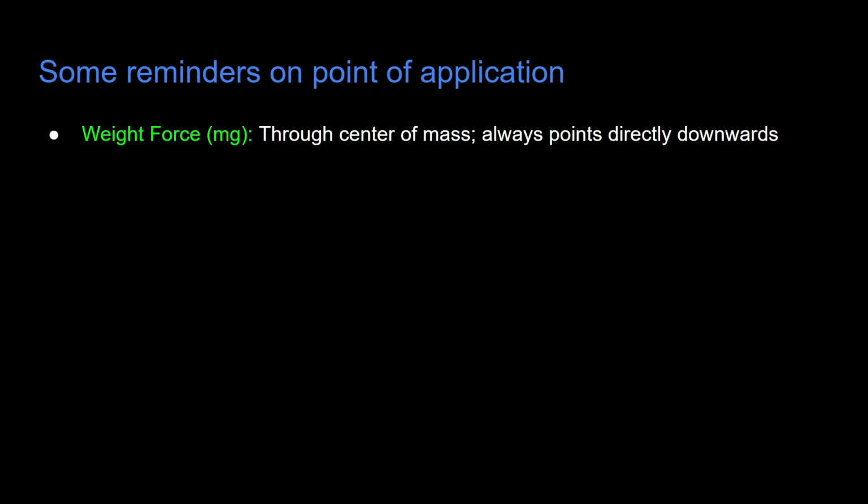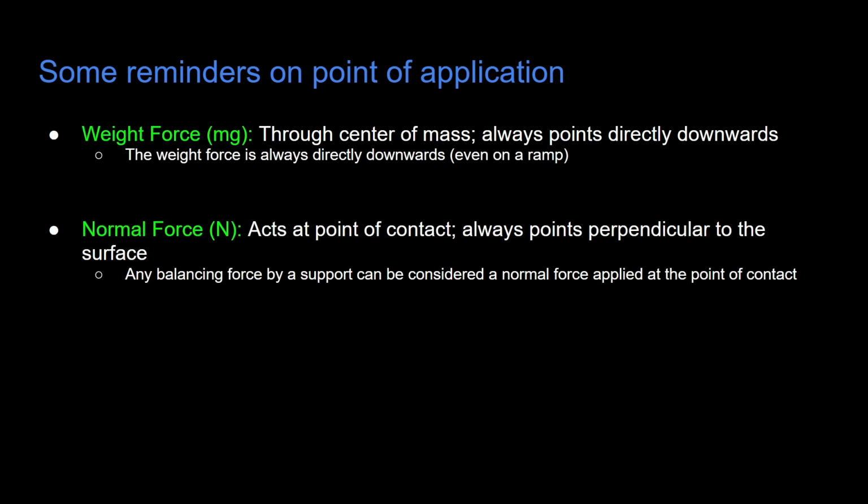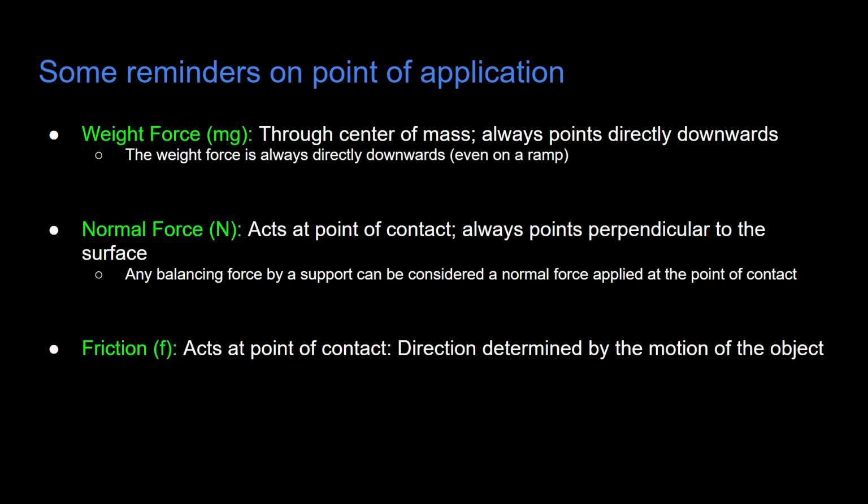And here's some reminders on point of application. Weight force is always through the center of mass, not through the center of the object, but the center of mass. So even if it's not uniform, you have to find where that center of mass is and draw your mg vector right down. Normal force always acts at the point of contact, and it always points perpendicular to the surface or the contact point. Any balancing force by a support can also be considered a normal force or a hinge force or an axial force, anything like that. It just has to point perpendicular, right? The word normal means perpendicular.